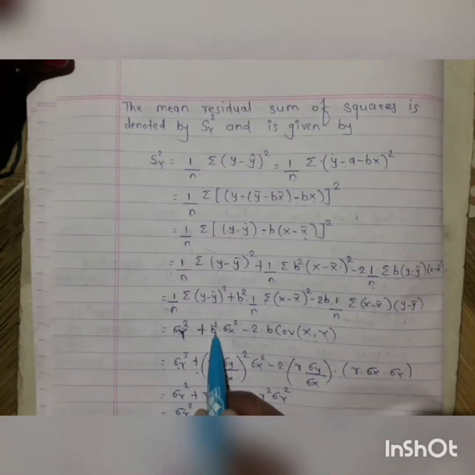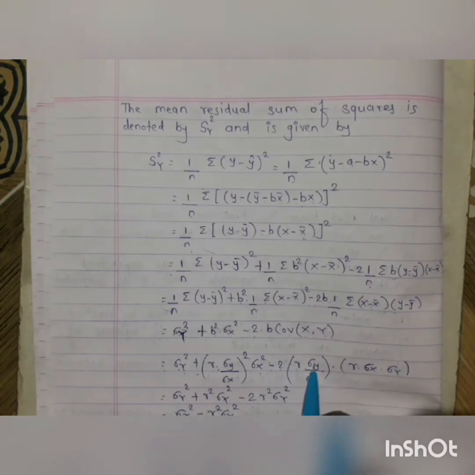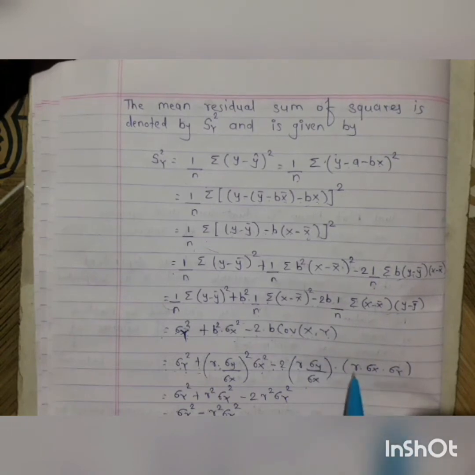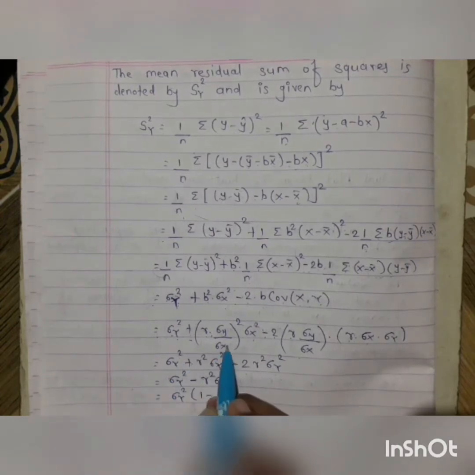Sigma y square plus, the value of b is r into sigma y upon sigma x, and b square, that is bracket square, into sigma x square minus 2, the value of b is r into sigma y upon sigma x into covariance of x comma y, which is nothing but r into sigma x into sigma y, which is equal to sigma y square plus this sigma x square, and sigma x square get cancelled, and taking separate square, that is r square into sigma y square minus 2 r square into sigma y square.